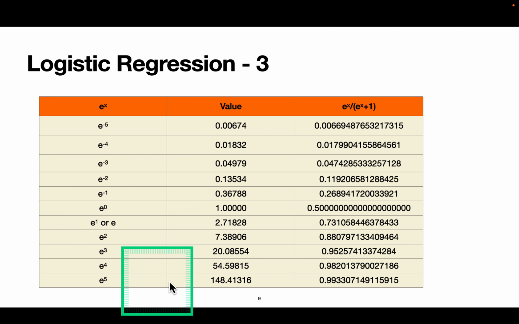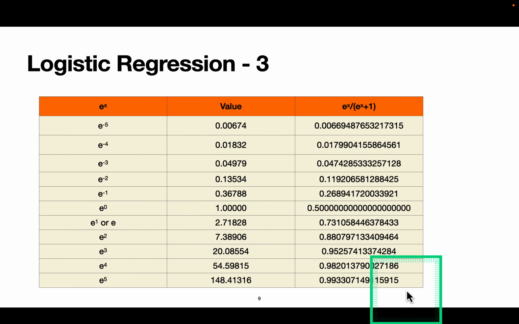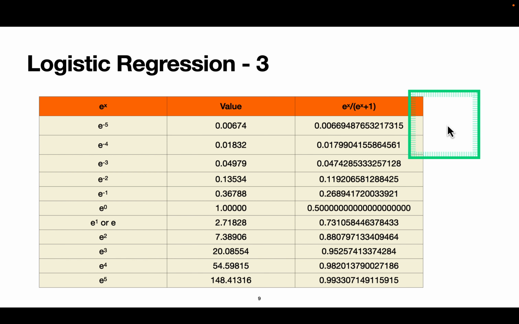So no matter what, even if e is raised to the power 100, it will just go to 0.99999. So it will be very close to 1. And if it is e raised to the power of minus 100, it will be like 0.0000000. It will be very close to 0, but it will never be 0. So the range will always start from 0 and reach all the way to 1. That is the range for this particular equation.